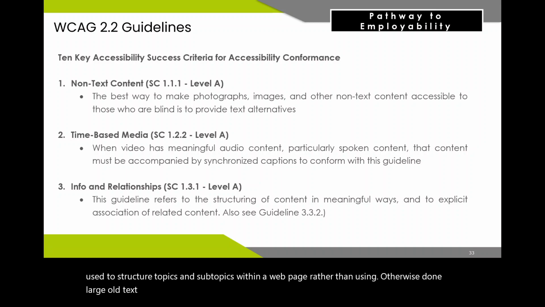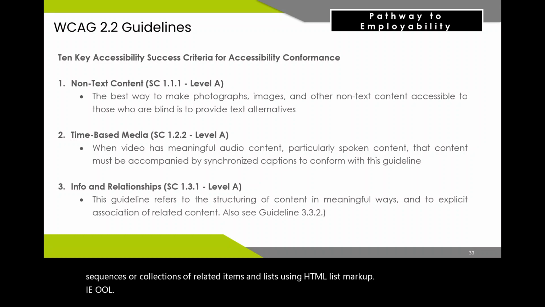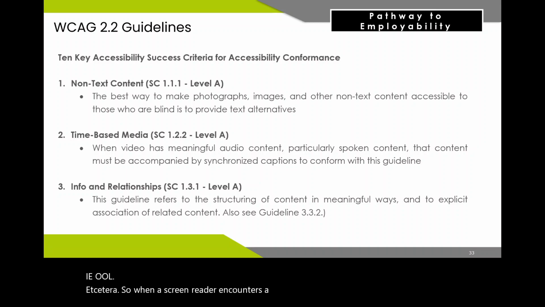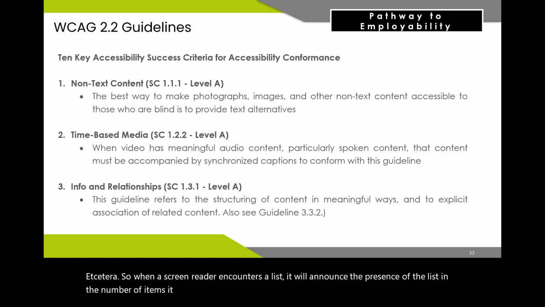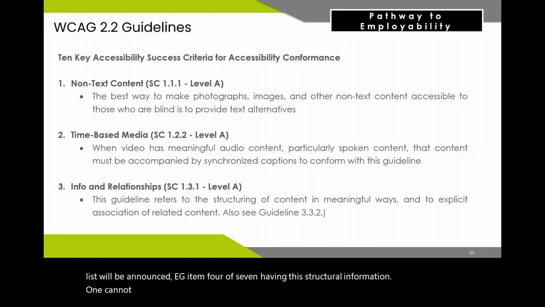Lists. Another way to structure content to aid understanding is to arrange sequences or collections of related items in lists, using HTML list markup, i.e., ul, ol, li, etc. So when a screen reader encounters a list, it will announce the presence of the list and the number of items it contains. While navigating through the list, the cursor's position in the list will be announced, e.g., item 4 of 7. Having this structural information can aid comprehension when one cannot see the visual structure of the list.